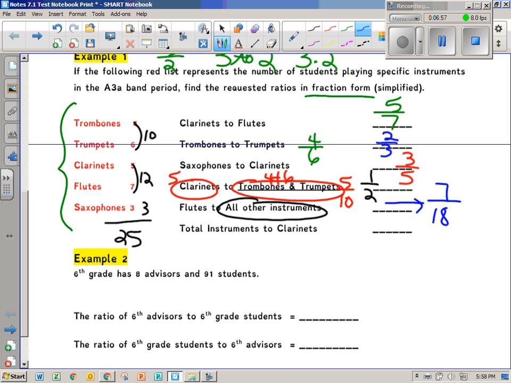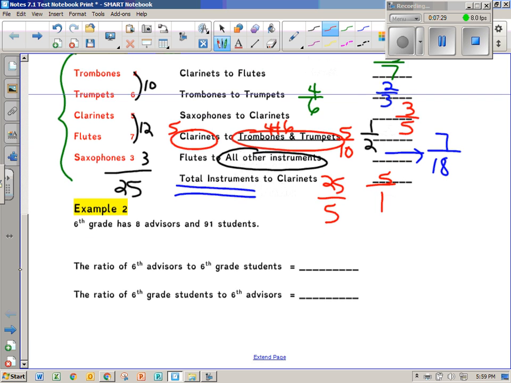Everything, there's 25 altogether. And then it wanted the total instruments. Here's where we're going to use that 25 to clarinets. So 25 over 5. Oops, we're going to have to simplify that, so I'll scoot over. 25 to 5 would simplify to be 5 over 1, not just 5.